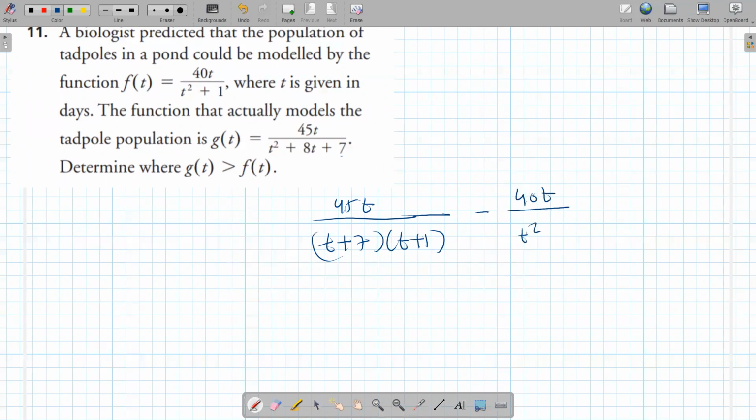40t. Like that. And now what do we do? So now we just multiply the denominators. Yeah, this is gonna be tedious. I think this was supposed to be a calculator question.